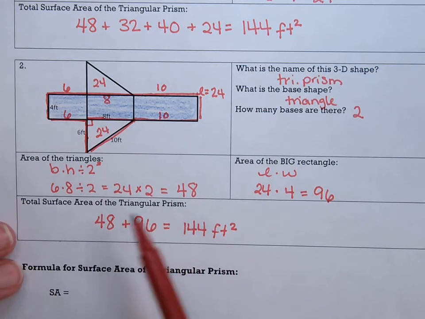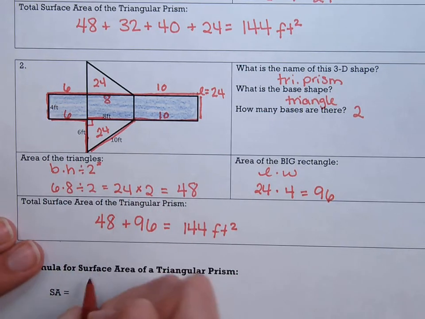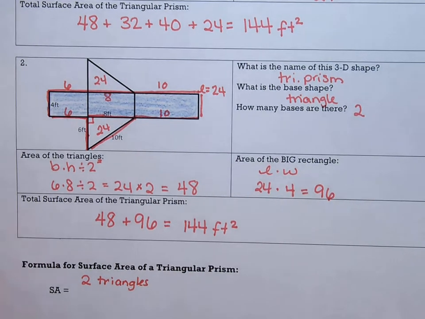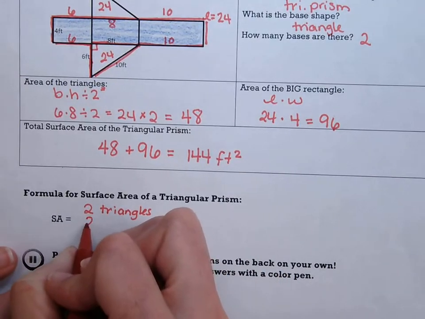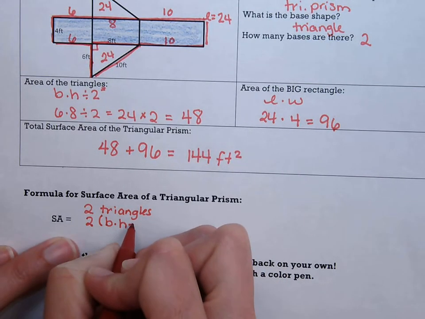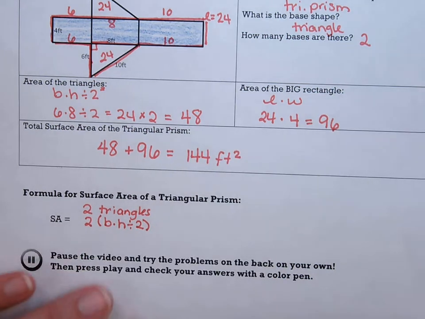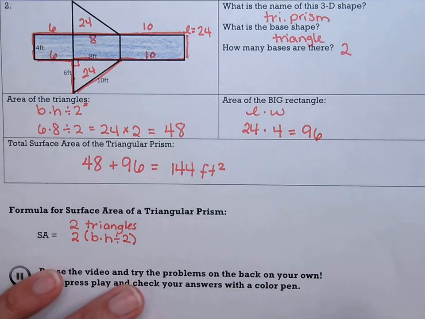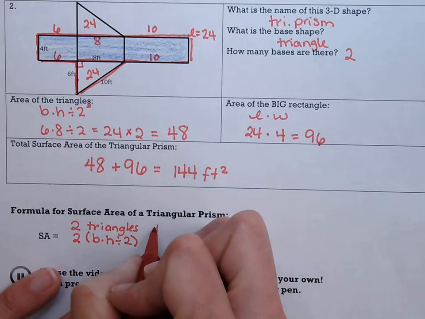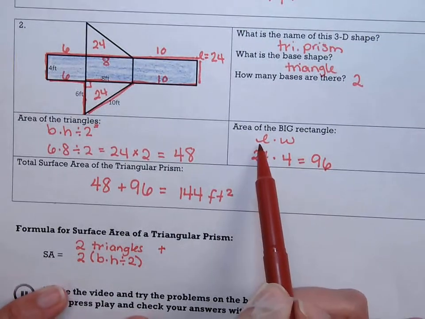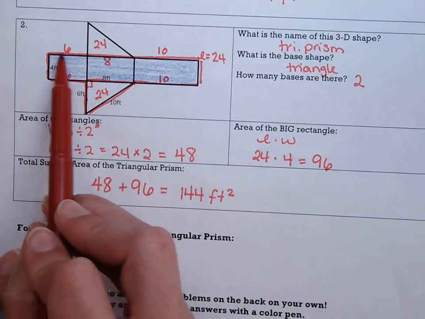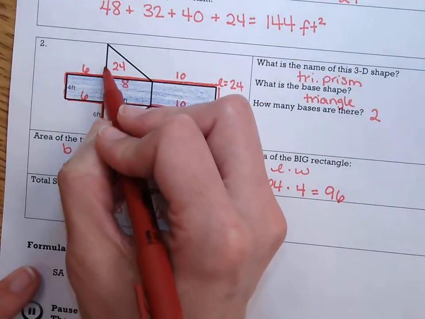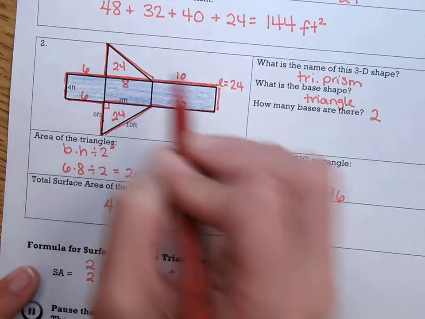So notice on both of them we had to first find the area of 2 triangles. So to find 2 triangles, I'm going to do 2 times my formula for a triangle, which is base times height divided by 2. Then I had 3 rectangles. But remember, you could take those 3 rectangles and put them together to make one big rectangle. And remember, to find the length of that big rectangle, what I had to do was add up these 3 numbers. Well, notice those 3 numbers are the same numbers that go around the edge of your triangle.